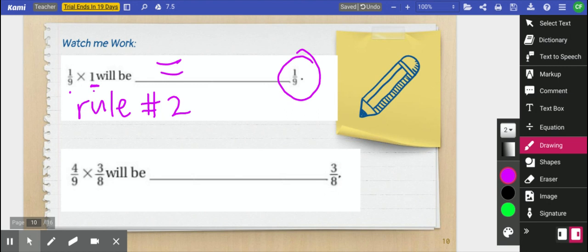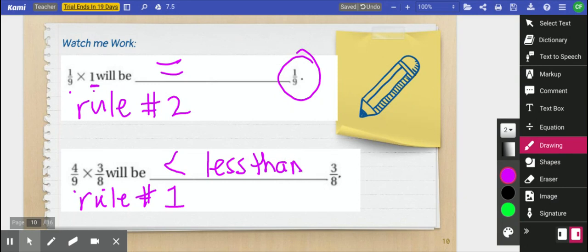Next example, my factors are 2 fractions, 4/9 and 3/8. Those are both fractions. When I multiply a fraction by a fraction, my pieces are going to get smaller. Whenever I multiply 2 fractions, this is rule number 1, guys. My product will always be less than. Remember, less than, I always say it looks like an L on its side, or I can simply write the word less than.